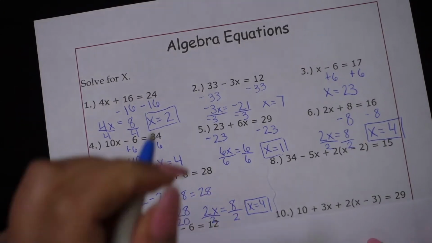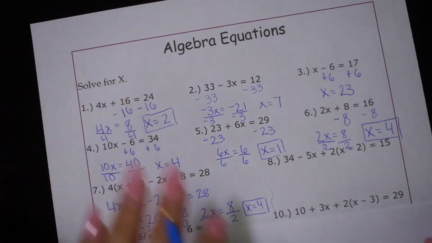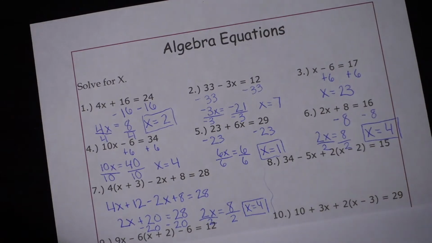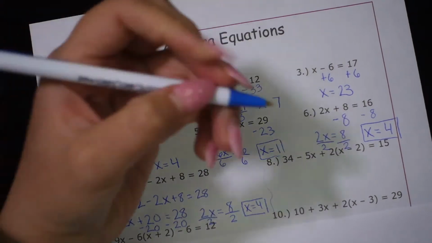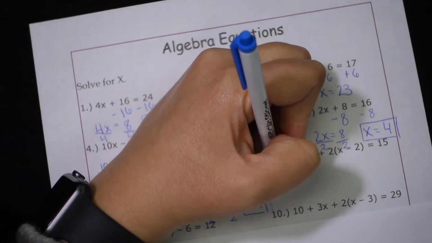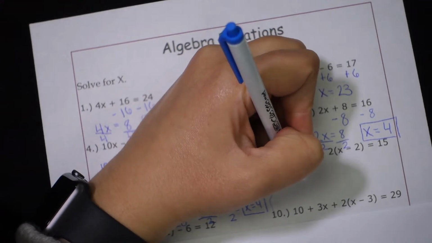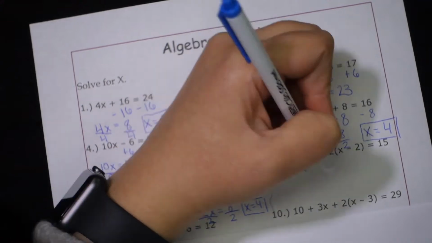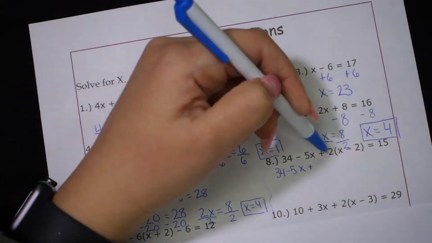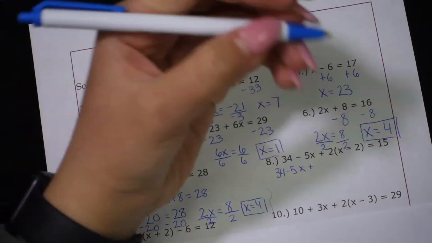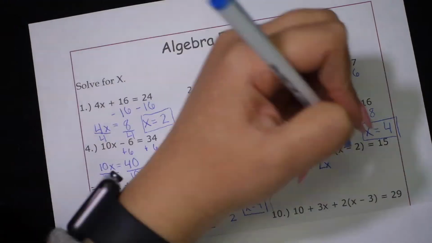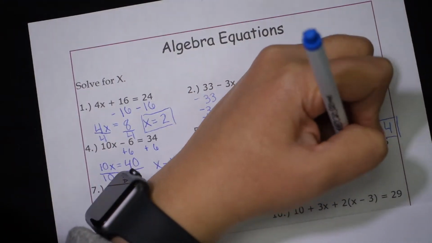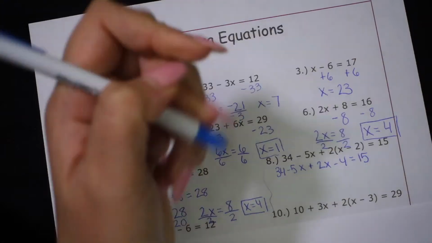Sorry if this is a little bit messy. But now in this case, same thing we're gonna do. We're gonna distribute the 2 to the x as well as to the negative 2. So this equation is gonna be written 34 minus 5x plus, now distribute the 2 to the x as well as to the negative 2. So we're gonna have plus 2x, 2 times negative 2 is negative 4, and this is all equal to 15.